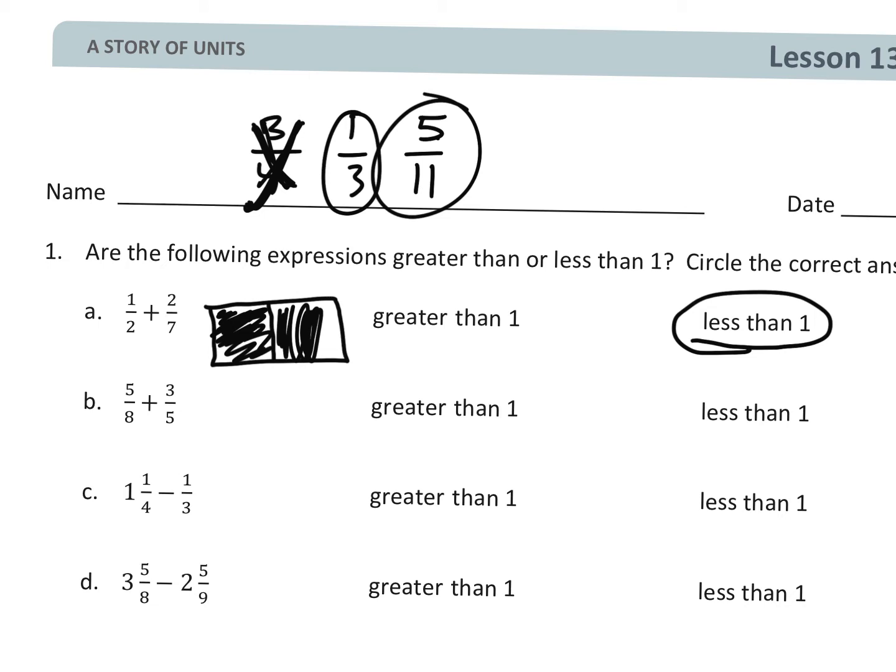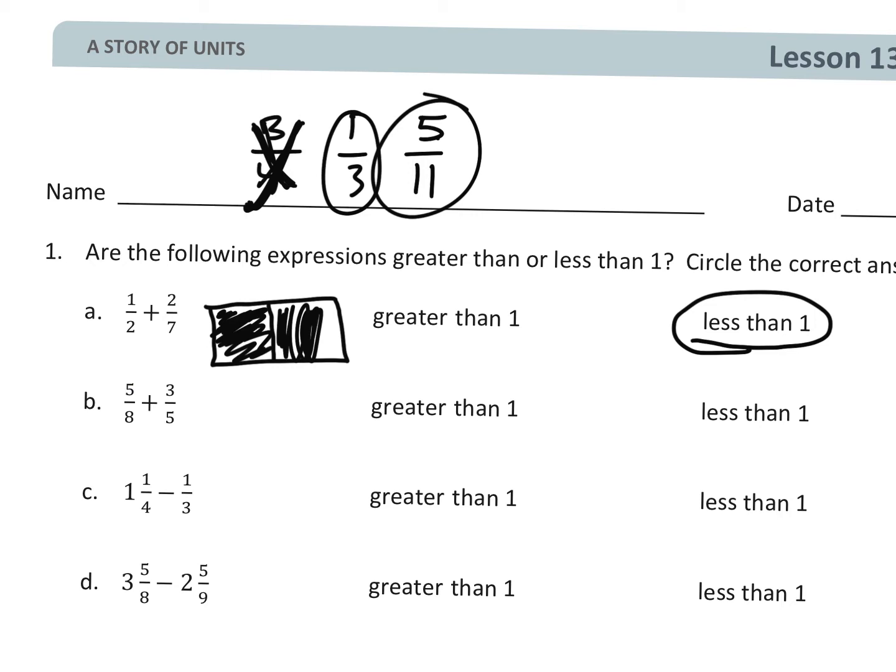So let's come down here and let's look at 5/8 and 3/5. Neither one of these numbers by themselves is greater than 1, right? 5/8 is less than 1. 3/5 is less than 1. But I don't know if I add them together if it's going to give me more than 1. So let's try our little rule. 5/8. 5 times 2 is 10. 10/8. So this right here is more than 1/2. Okay? 5/8 is more than 1/2.